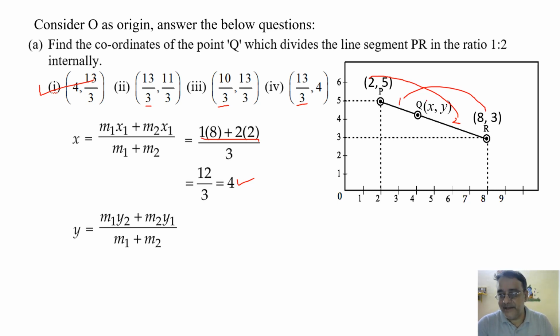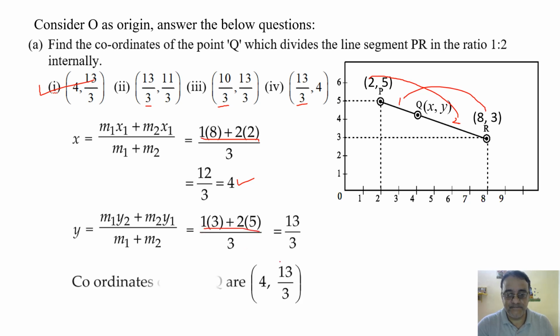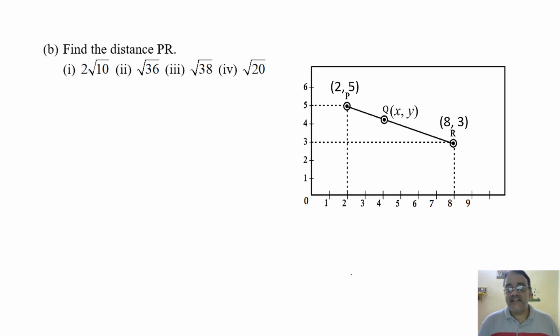Right. For now I am finding y: 1 into 3 plus 2 into 5 upon 3. So see, this is 13/3. So the final answer is the first one, (4, 13/3). Next, find the distance PR.